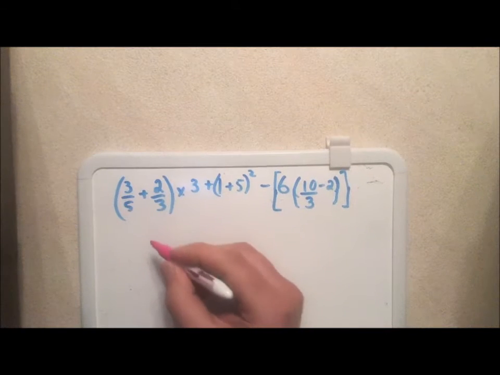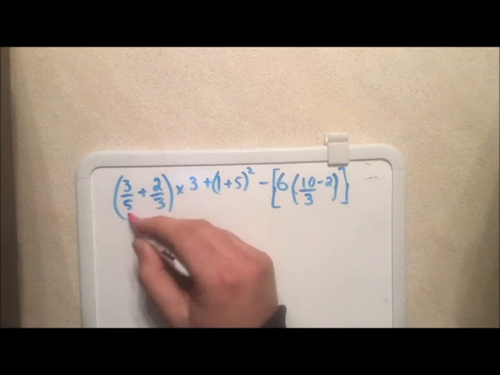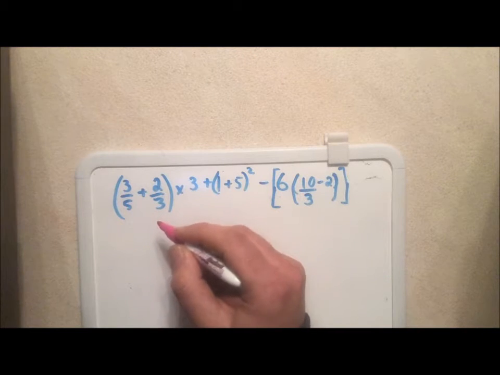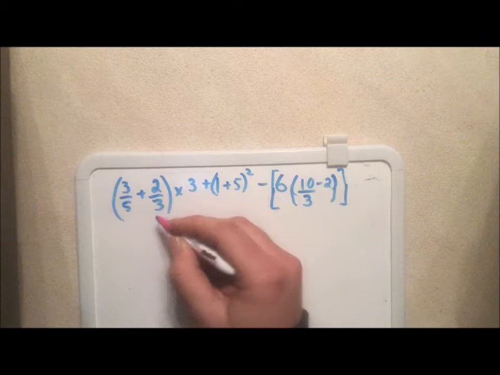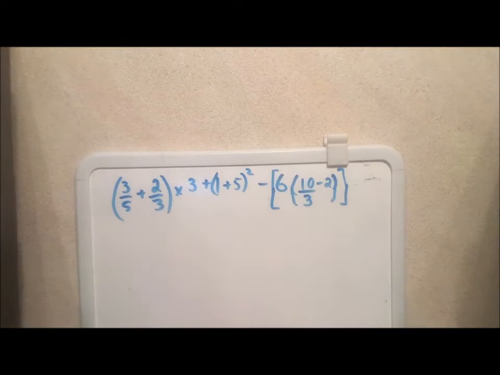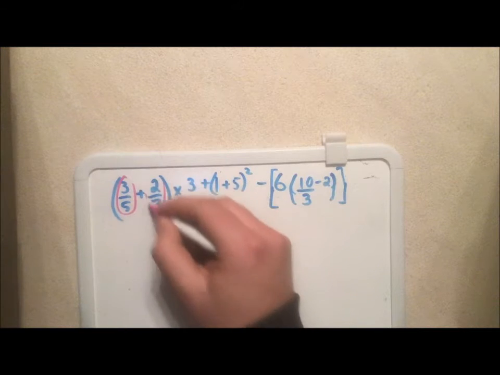That's all that matters. Now for these guys, I can't just add this and say 3 plus 2 makes 5, 5 plus 3 makes 8. That's not how adding fractions works. We need to get a common denominator. And for a 5 and a 3, that would be a 15. So that means I have to triple these guys and I have to times these guys by 5.